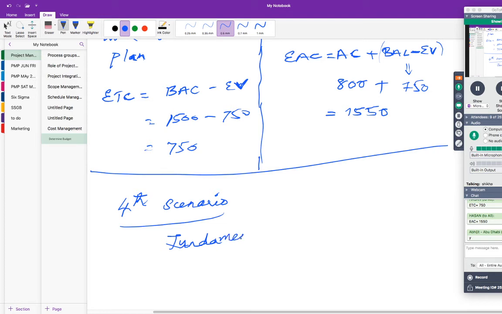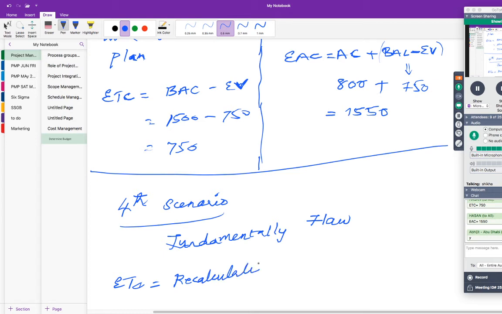Fundamentally flawed, which means you think that there is something wrong with the estimate. You have got a variance because there is something wrong about the estimate. So what are you going to do? You're going to re-estimate for the rest of the work. In other words, your ETC is recalculated.